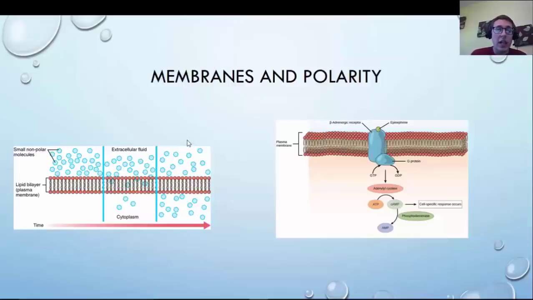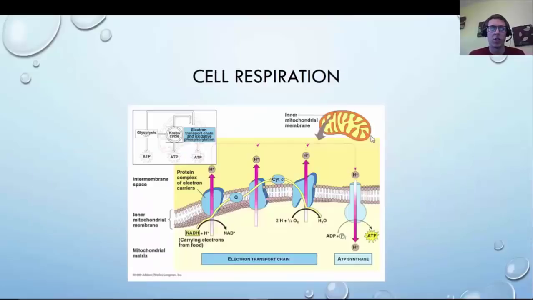But other things, big things, or polar things like epinephrine, need to bind to a receptor. When they bind to a receptor, that's going to cause something else to occur. It can cause a secondary messenger like cAMP to be used, but it's going to cause some process to occur and some response to occur downstream. Membranes, remember, nonpolar can get through, polar has to use some other mechanism, some receptor to cause its function or its effect.